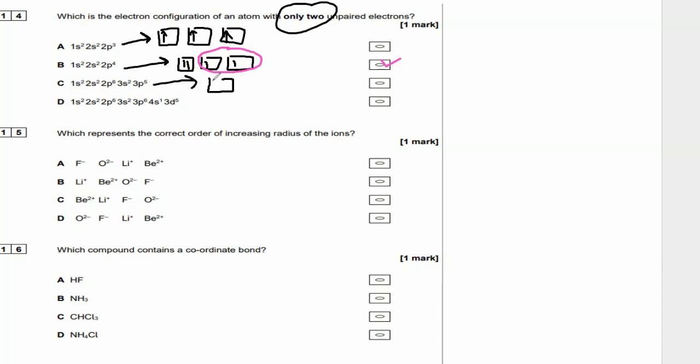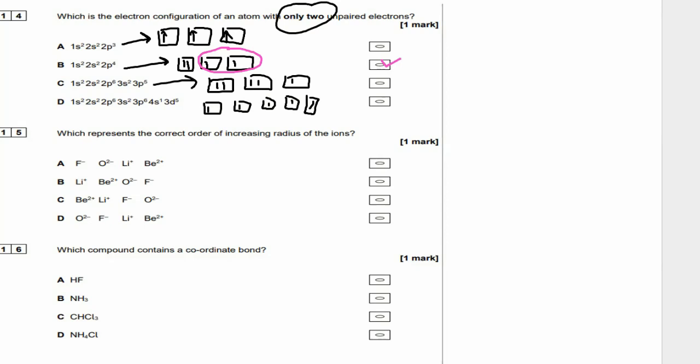So for C, we draw out 3p5. This has only one unpaired electron. And then for the final one, we have 3d5. Now there are five orbitals and each one has one electron. So that's five unpaired electrons. So the answer is definitely B.